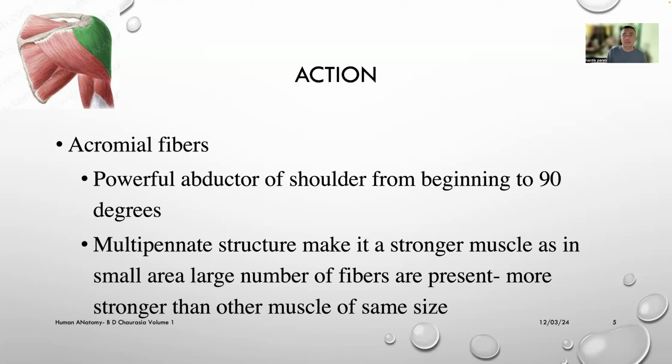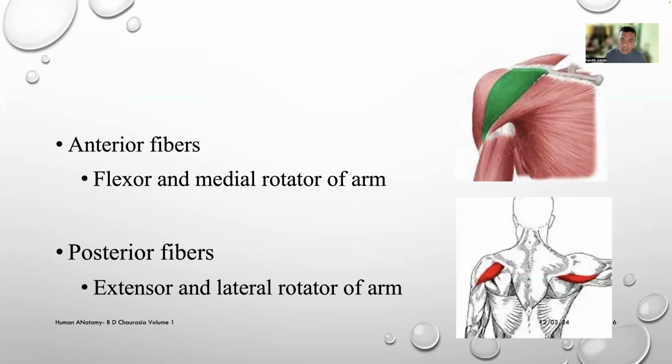So from 0 degrees, when my arm is at the side of my body, अगर मैं उसको 90 degree तक लेके आ रहा हूँ, तो ये 0 to 90 degree का abduction is done by the acromial fibers of the deltoid. It is a multipennate structure, which makes it stronger because the small area contains a large amount of muscle fiber. और इसी वजह से सेम साइज का दूसरा मसल जो मल्टीपिनेट नहीं है, उसके कंपैरिजन में डेल्टॉइड इज मोर स्ट्रॉन्गर मसल.